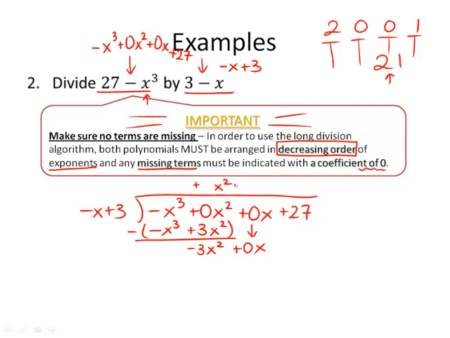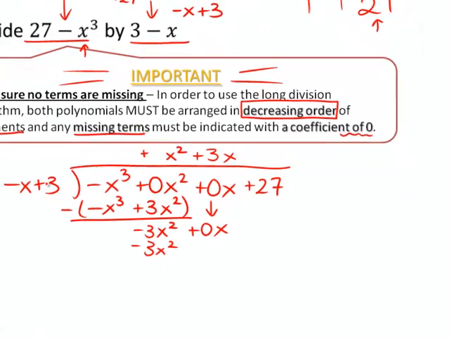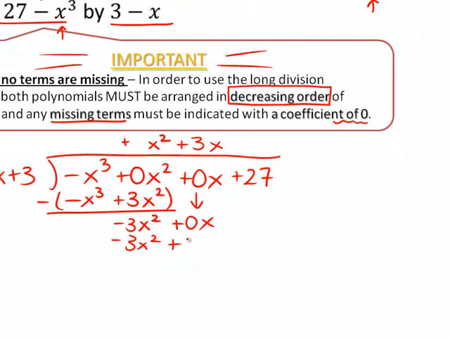And we are now thinking, what times negative x gives us negative 3x squared? And that would be a positive 3x. 3x times negative x gives us negative 3x squared. 3x times 3 follows along and gives us positive 9x. We're going to now subtract, and we're left with 0 minus positive 9, which gives us negative 9x.